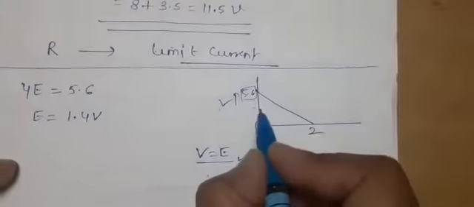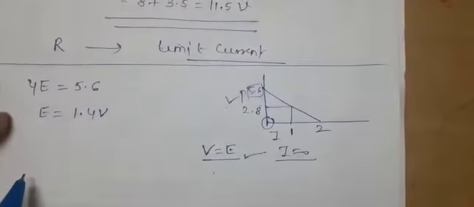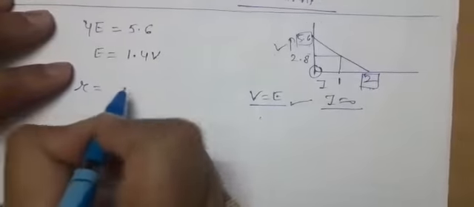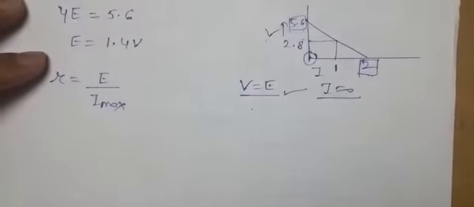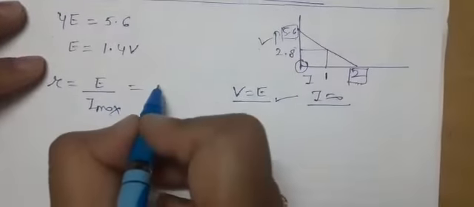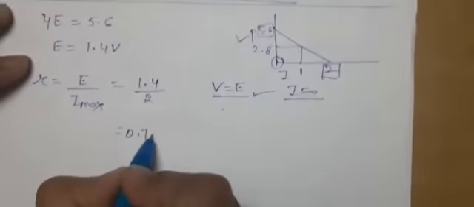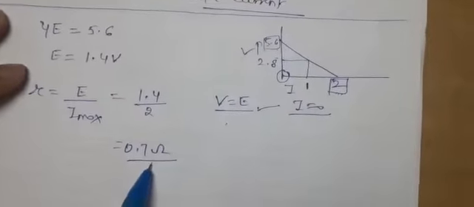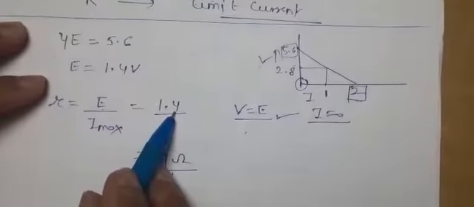Now, one more point has been given in the graph: for current of 1 ampere, terminal voltage is 2.8, as well as maximum current is 2 ampere. So what will be the internal resistance? Internal resistance will be given by the ratio of EMF of the cell and the maximum current. Maximum current here is 2 and the EMF is 1.4. So it will be equal to 0.7 ohm. So internal resistance of each cell will be obtained by this, where we put only the EMF of each one cell.